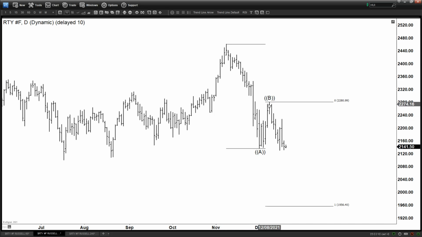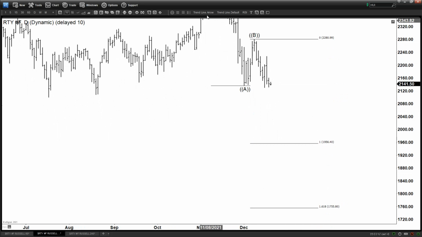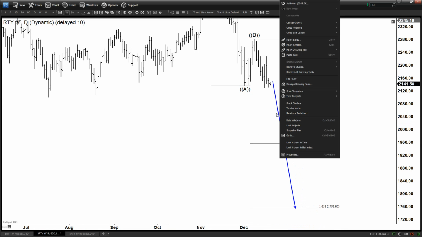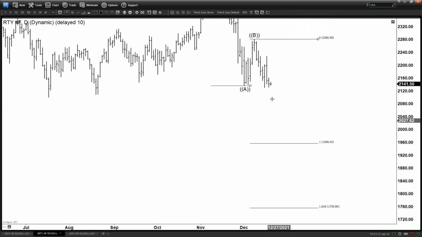This could be 2 of A. And then this could be a 3 of A, and then the sell-off can really accelerate to the 1.618 if this is a 3, right? But as a guideline, again, the C, at least the third swing, whether that's with 3 or with C, can at least ideally reach 1956.